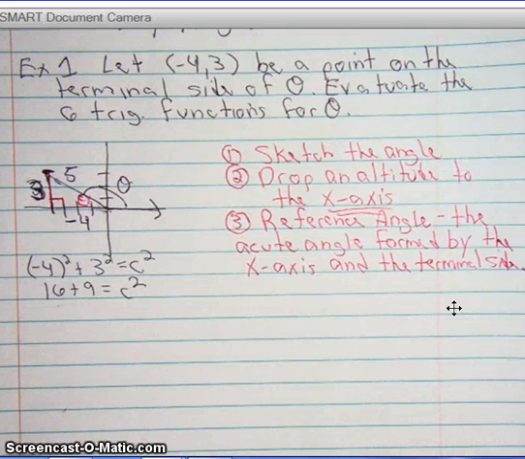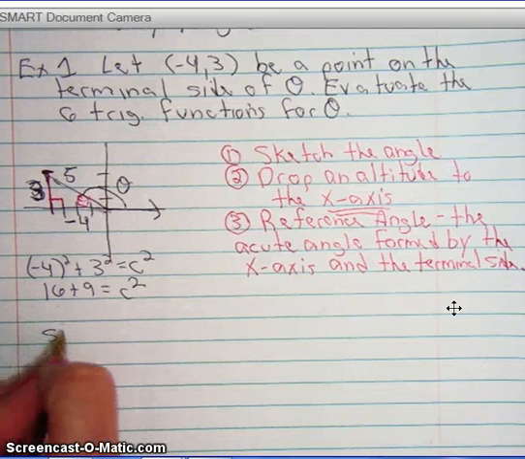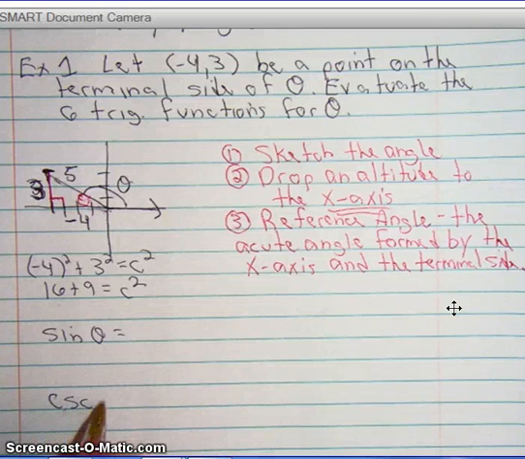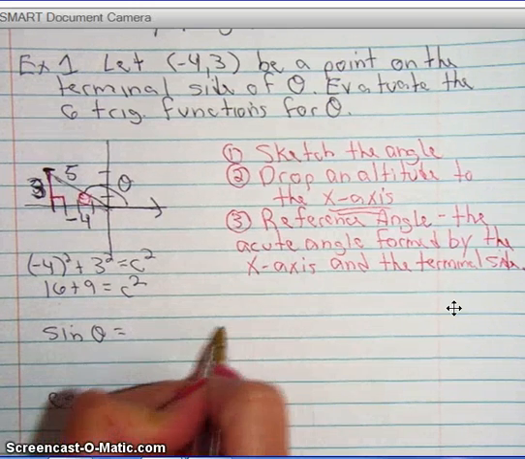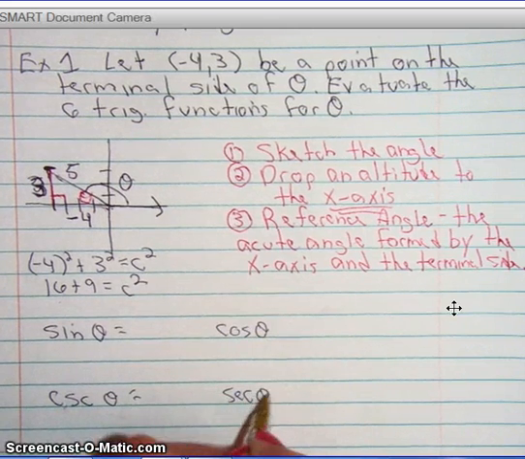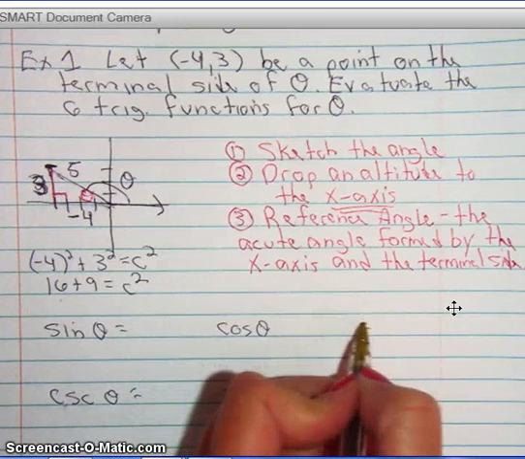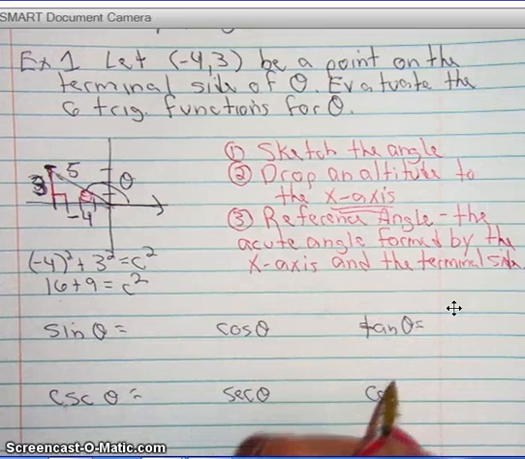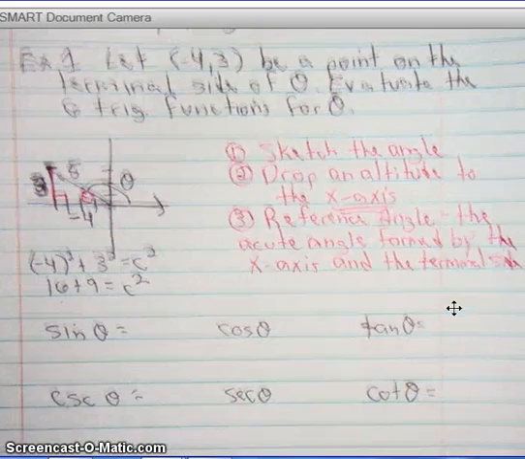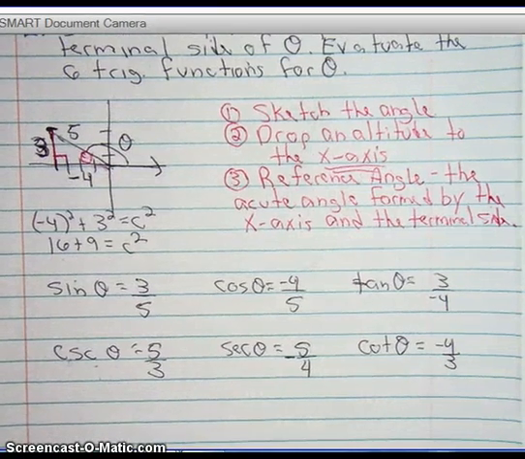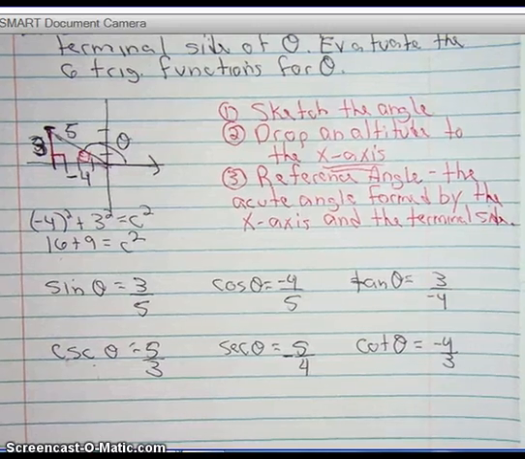All right, now we just have to put our finger on the angle and evaluate all our trig ratios, okay? So we want sine of theta. We want cosecant theta. We want cosine theta. We want secant theta. We want tangent theta. And we want cotangent theta. It's not bad. You didn't believe me. Okay. All right, good for that?